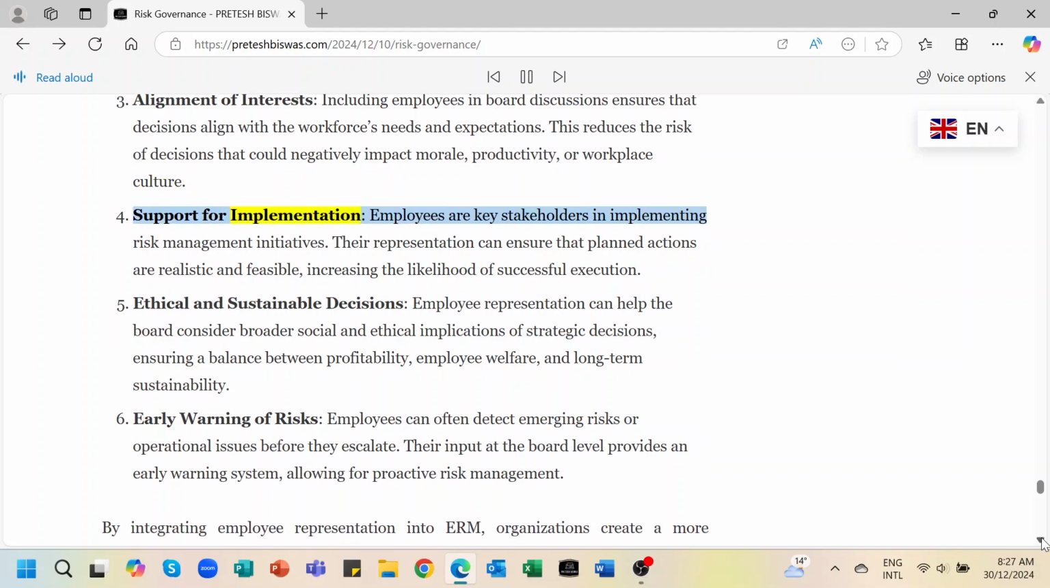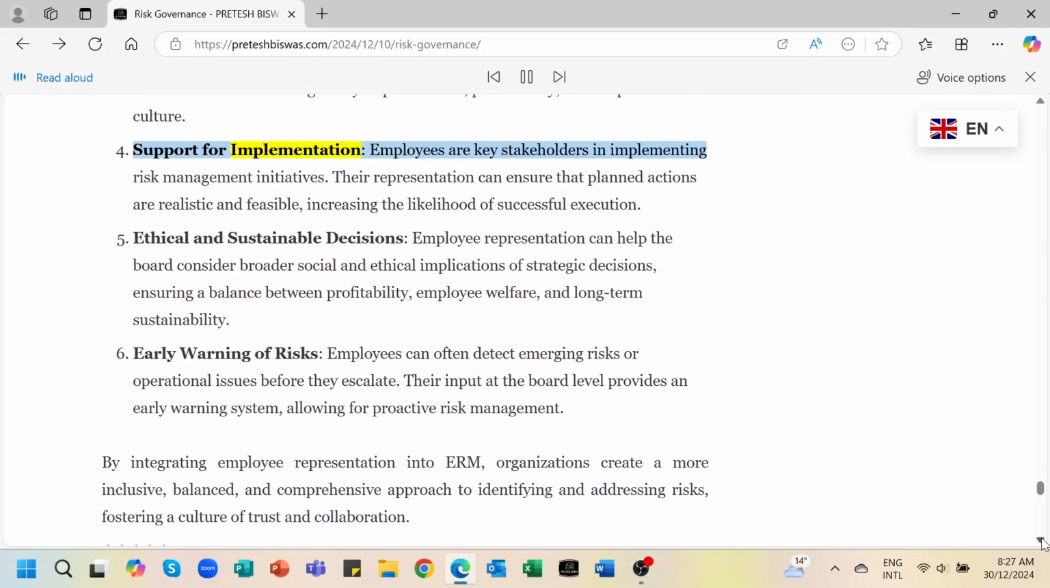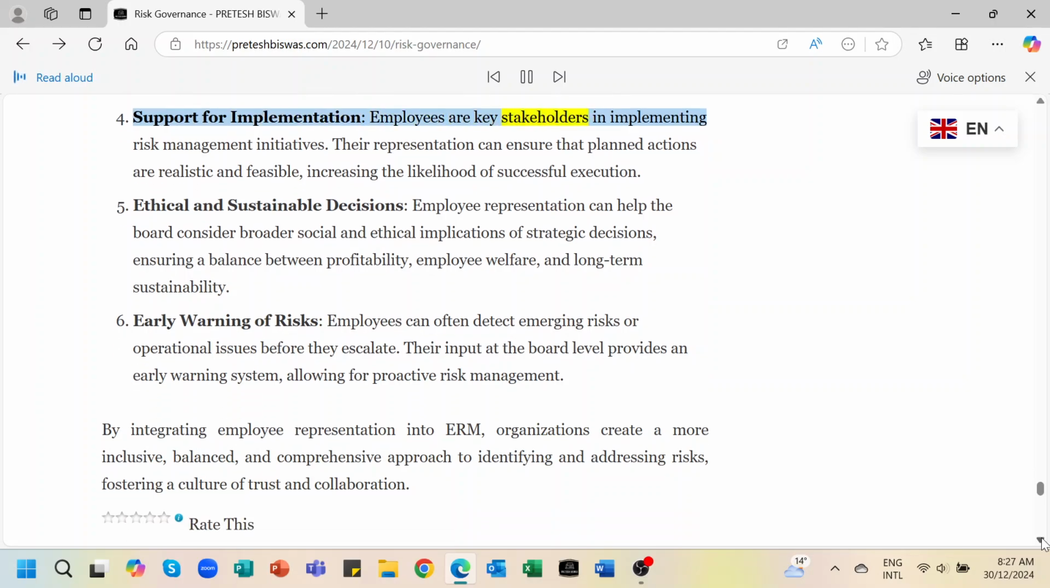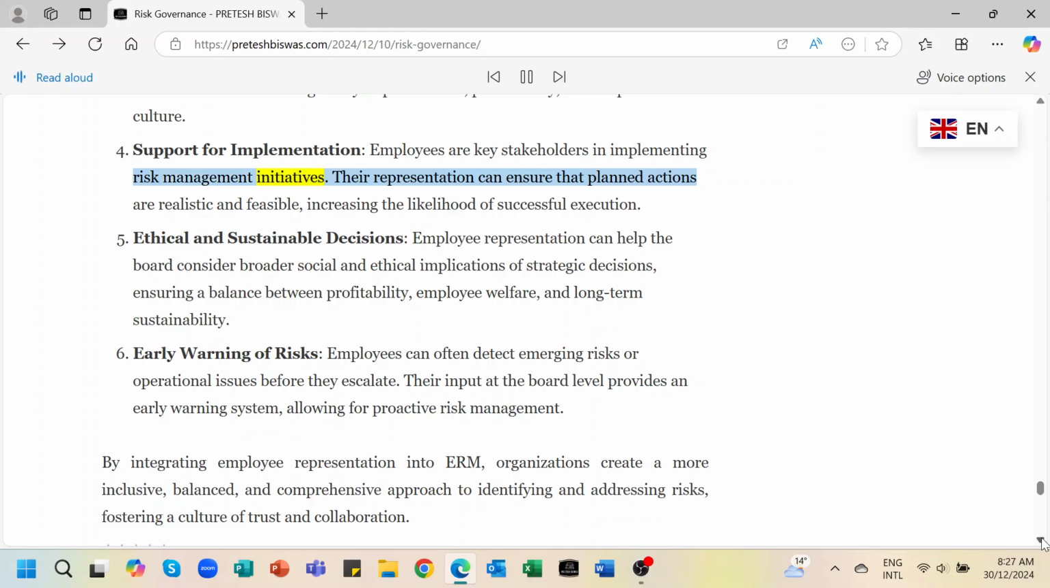Support for implementation. Employees are key stakeholders in implementing risk management initiatives. Their representation can ensure that planned actions are realistic and feasible, increasing the likelihood of successful execution. Ethical and sustainable decisions. Employee representation can help the board consider broader social and ethical implications of strategic decisions, ensuring a balance between profitability, employee welfare, and long-term sustainability.